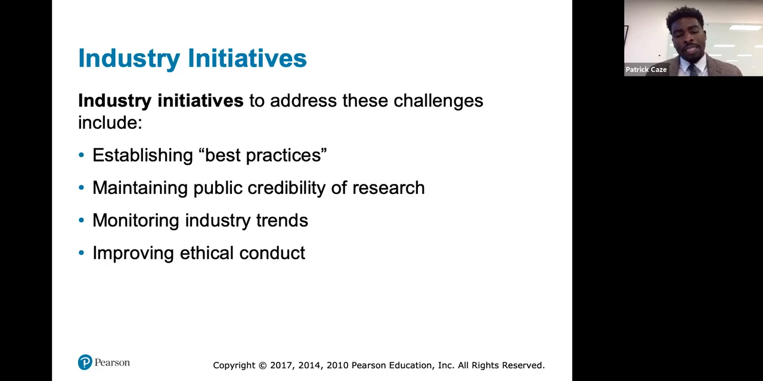And also, as I said before, improve ethical conduct. This is key because if people don't trust you, it doesn't matter what you say. They will always look at you skeptically if they feel the information you're conveying is not honest, is not forthright.